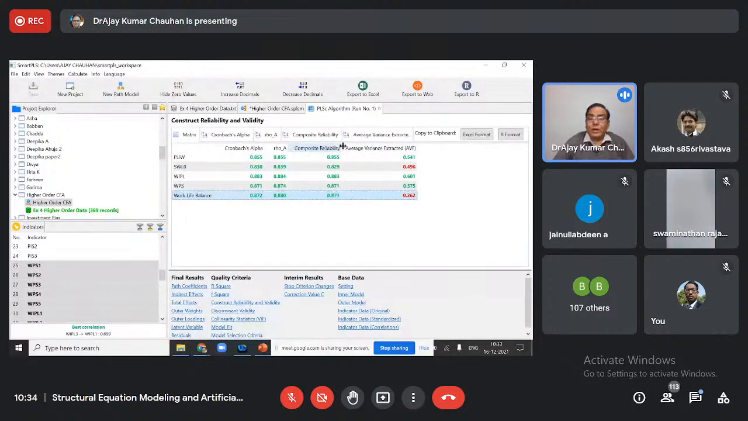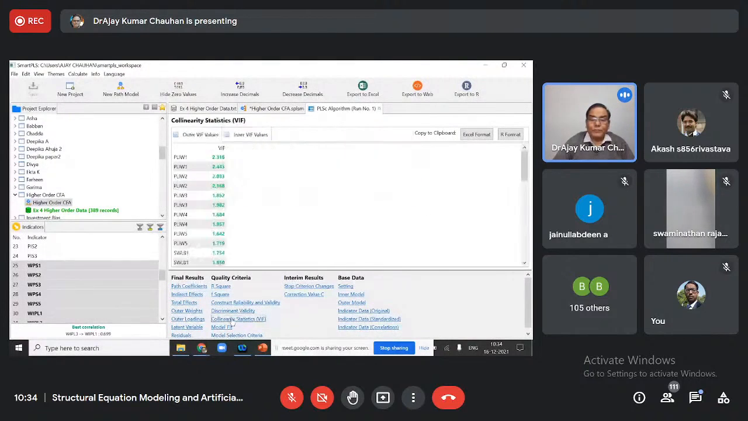So you know how easy it is to check the validity of a second order construct in PLS. Just in 5 minutes, you can run the whole exercise. In work-life balance, Cronbach's alpha is good. Rho is good, but we don't include rho in the analysis. Composite reliability is good, but we are having a problem with the average variance extracted. So that is a problem.